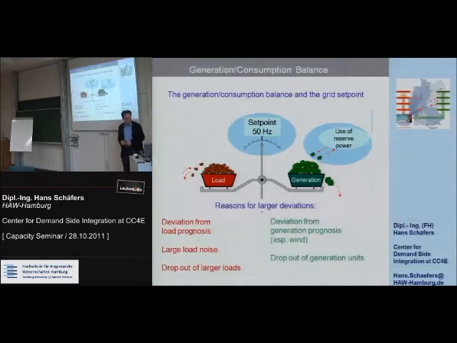Because what you are all aware of is that electricity can't be stored in the system. We have to have this equilibrium at all times. And in Europe, the set point is 50 hertz. So we measure the frequency and have a look at the frequency. And yeah.